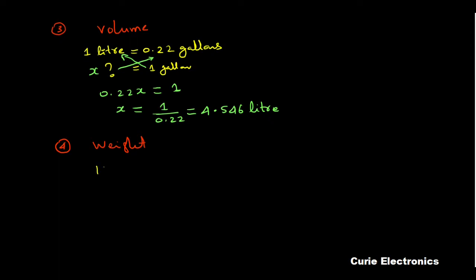1 kg equal to how many pounds? 2.205 pounds. Pound is a British system unit. This one I explained in the first lecture, so please go through it, then you will get a better idea of this. 1 kg equals 2.205 pounds.